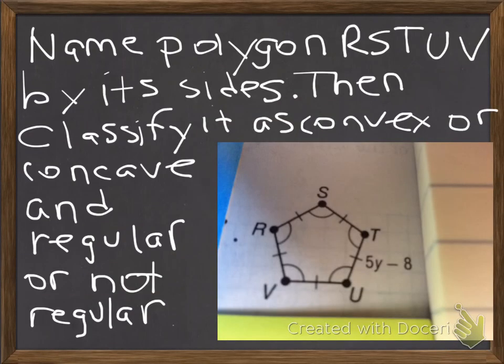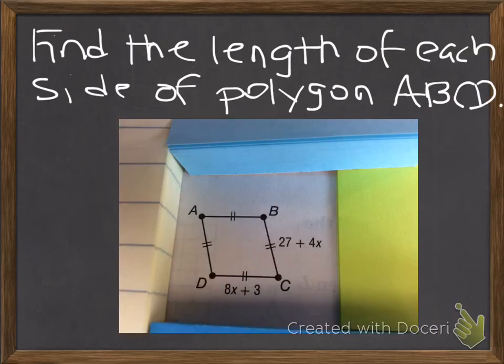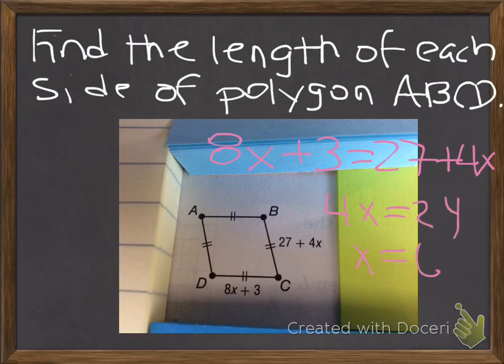Okay, and the next one, we need to name the polygon RSTUV by its side. So there's 5 sides, that means it's a pentagon. It does not cave in, so it's convex. And notice all the angles are labeled as the same and all the sides are labeled as the same, so that would be regular, not regular. All right, find the length of each side of the polygon. This one, notice that all the sides are the same, so we would just put it equal to each other and solve for x that way. So you get 4x equals 24, or x equals 6.